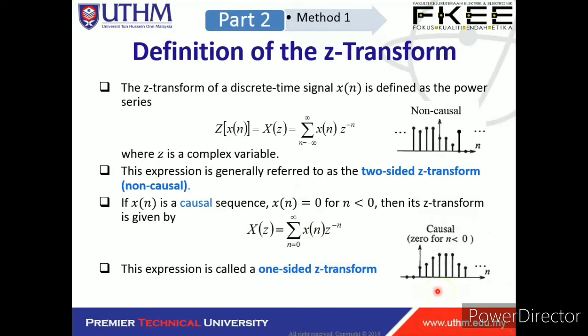We can represent the causal with this graphic, where the signal xn is always 0 for n lower than 0, which means that at the negative side we will always have the value of 0, whereas for the positive side we will have values. So this is the causal signal. For the causal signal, we have the summation from n equals to 0 until infinite of xn multiplied with z negative n.